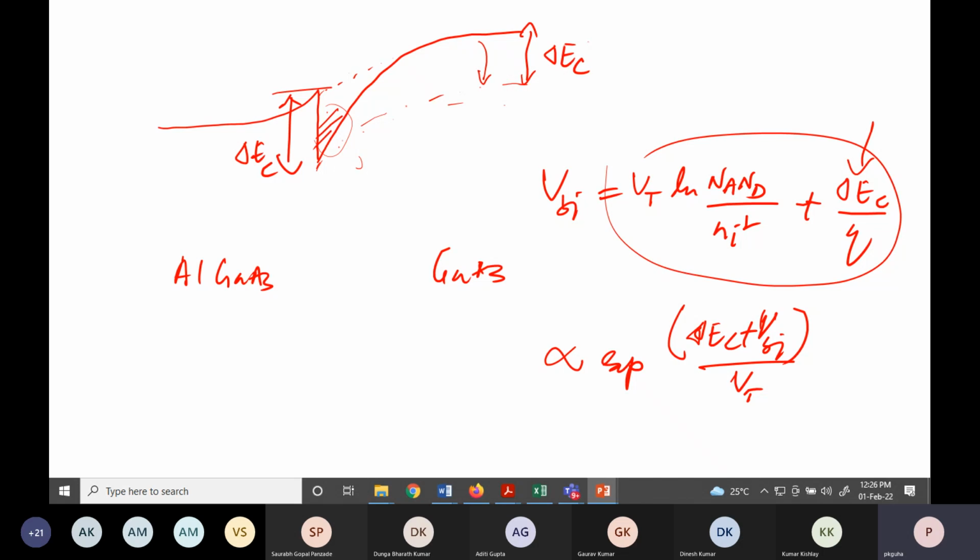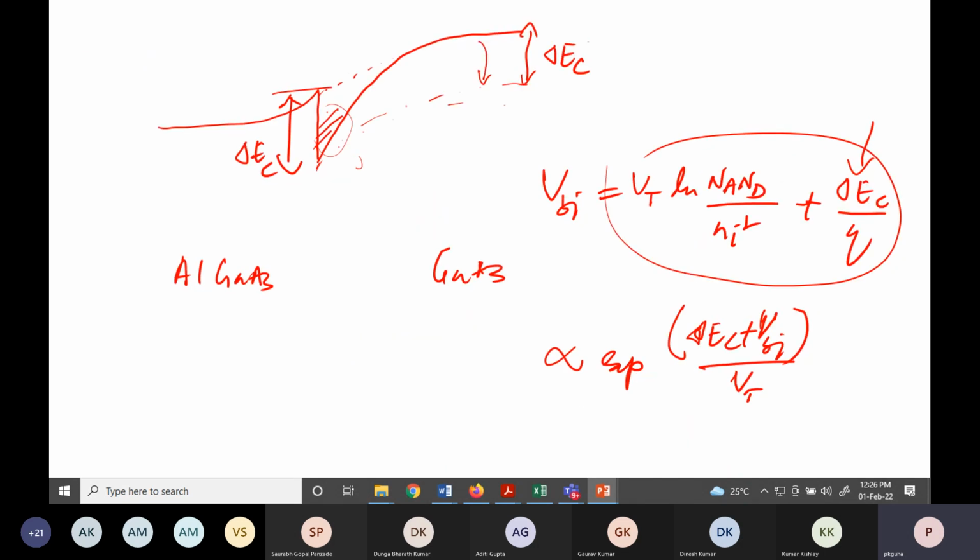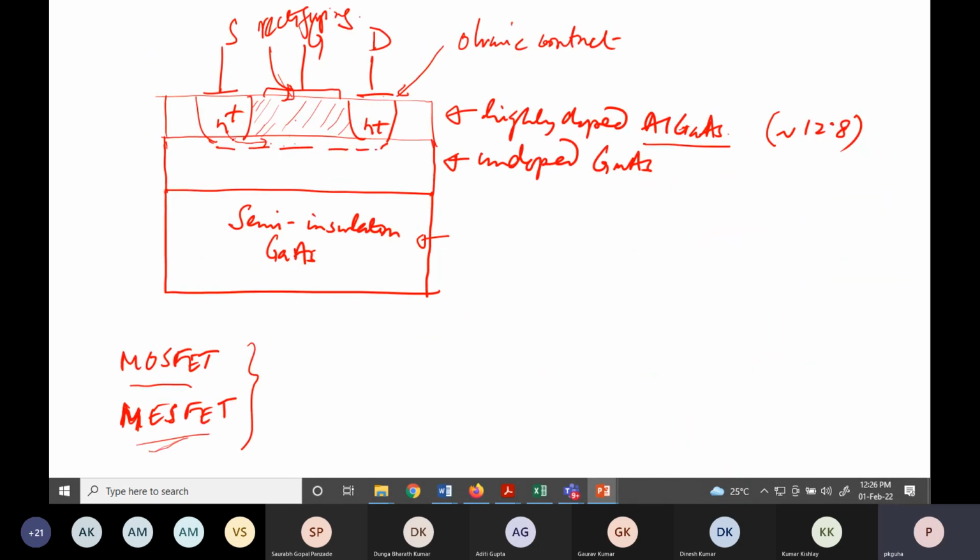So if we apply bias between source and drain, then the electrons will flow from source to drain and current will flow from drain to source. But the amount of current obviously depends on the number of electrons present in the notch, and this number of electrons we can control by applying proper bias voltage from the gate side, right?